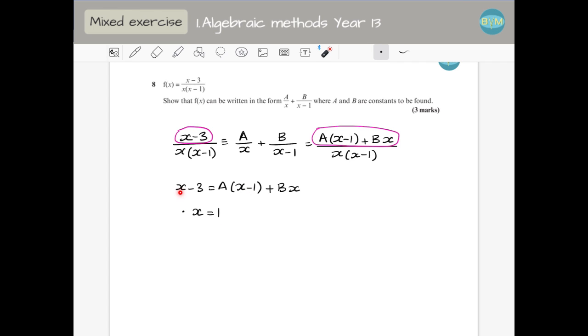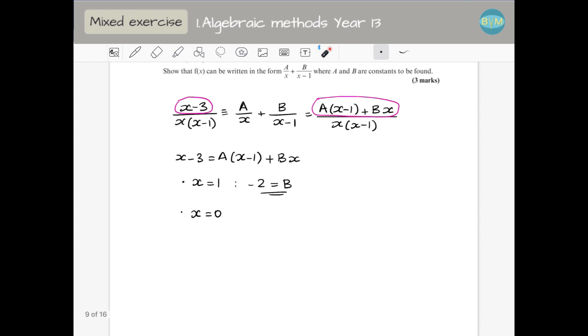When x is 1, this side is going to be 1 minus 3, which is minus 2. On the right here, this bracket is 0, and then I have 1 times b. So I found that b is minus 2. And when I substitute x by 0 to make this term 0, the left side is 0 minus 3, which is minus 3. On the right, when x is 0, it is 0 minus 1 times a, which is minus a. So that means that a is positive 3. And we found both of them.